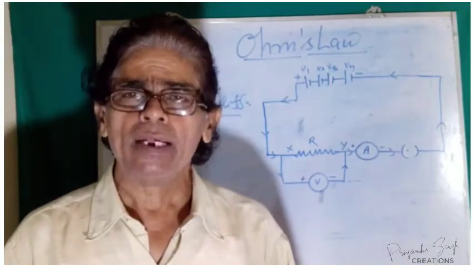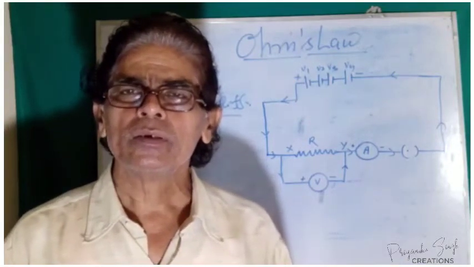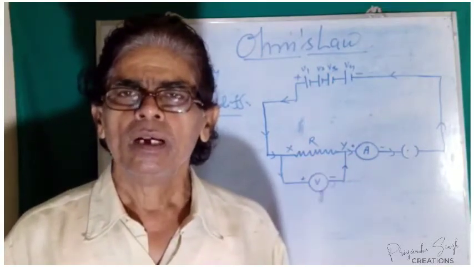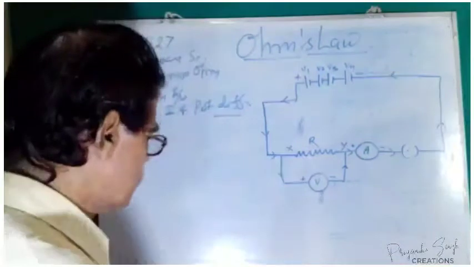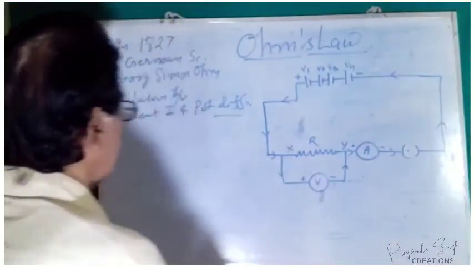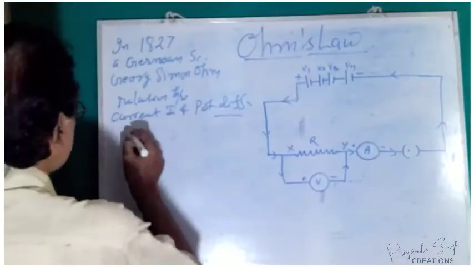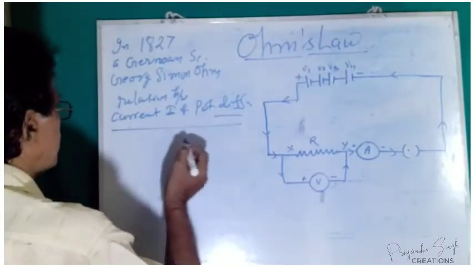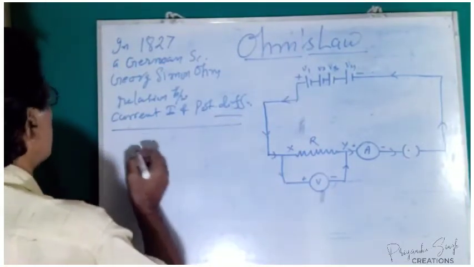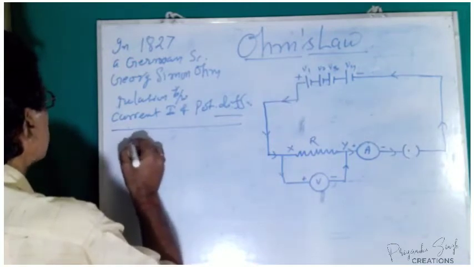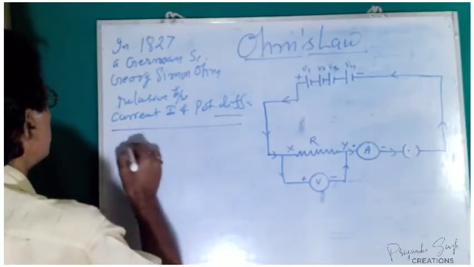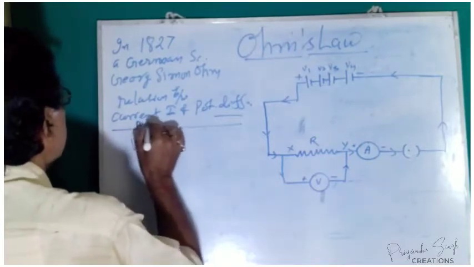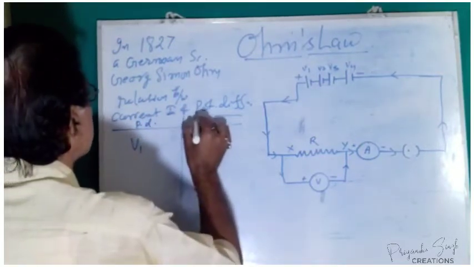So by increasing the potential difference, the current strength also changes. Let us see here, suppose we have found the potential difference and current as follows: current strength corresponding to potential difference V1. Here is the PD, and this is the current.